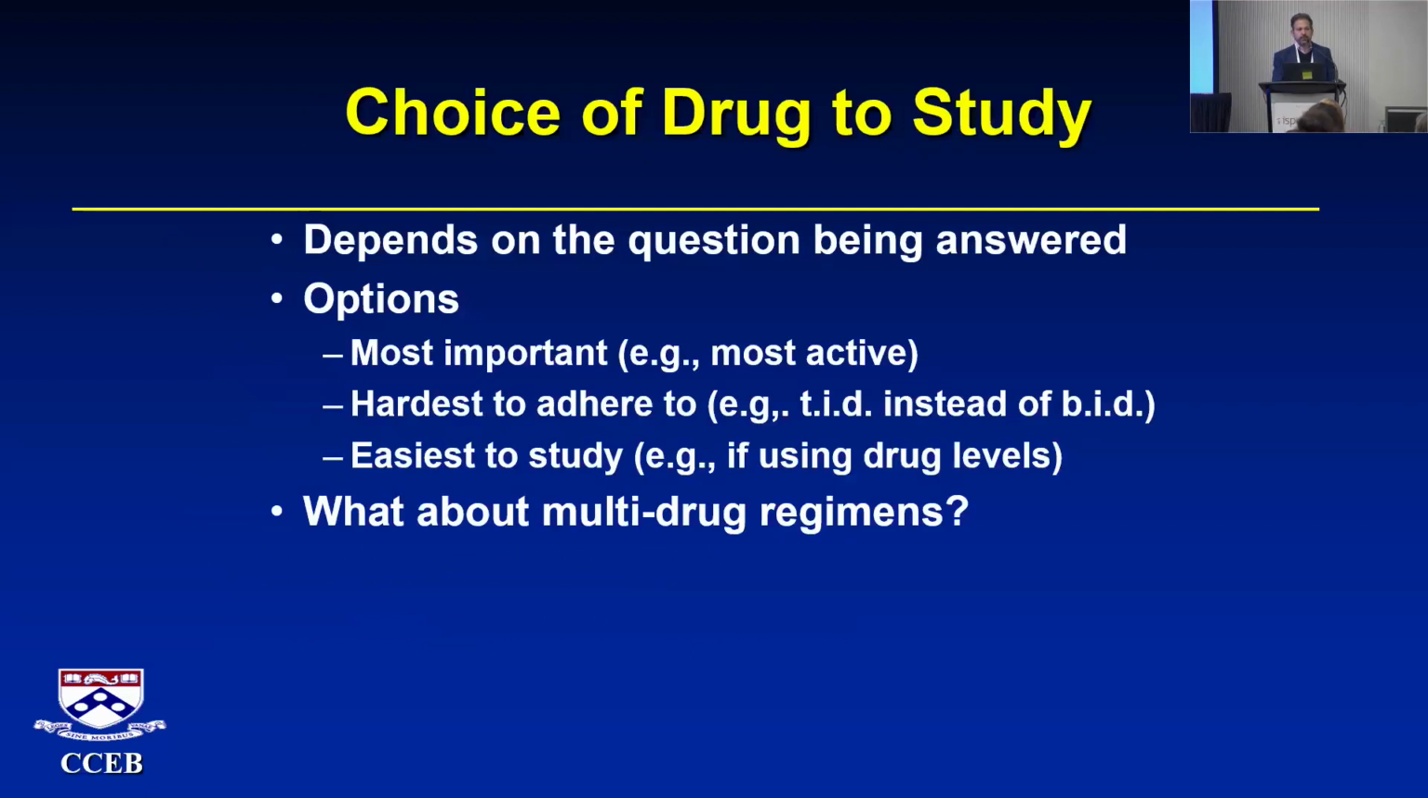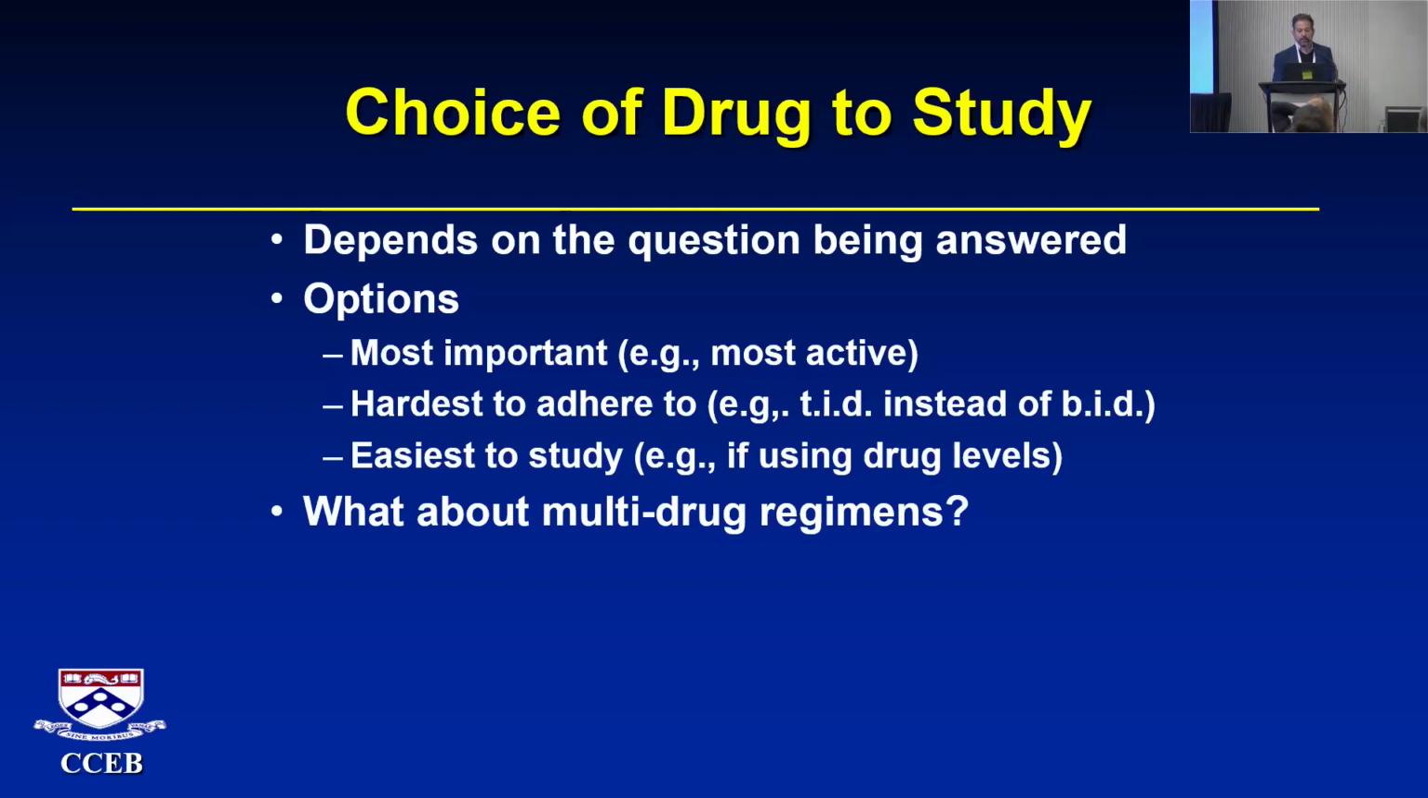How do you decide which drug you're going to study? When you study diseases that are treated like hypertension or diabetes treated with multiple medications, how do you pick the drug? Which drug should you study? Should you study the most important drug in the regimen because it's the most active, or the one that's the hardest to adhere to because you're trying to enrich for the people who are struggling the most? Or do you study the one that's easiest to study? There's an assay for measuring this drug, and it's been validated, and it can easily be done by your lab colleague down the hall. Then you might pick that drug. So those are additional decisions that you'll need to make in designing your studies.